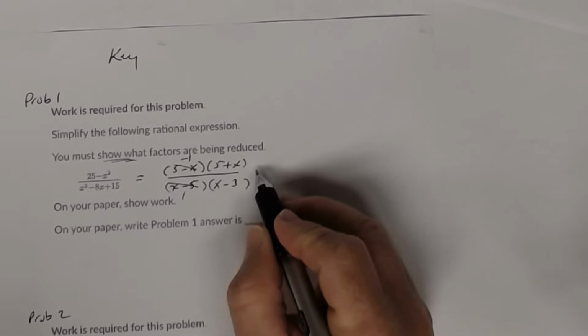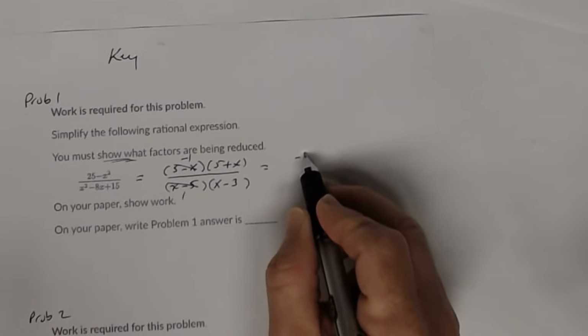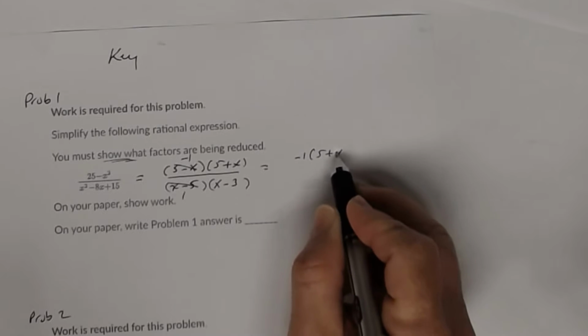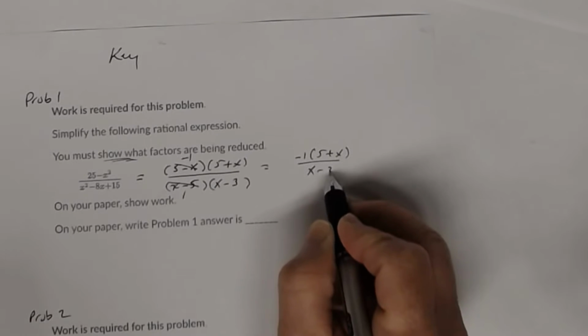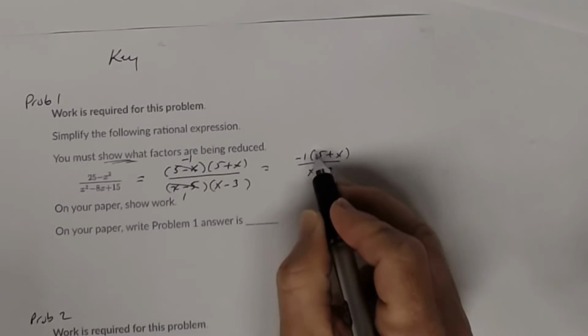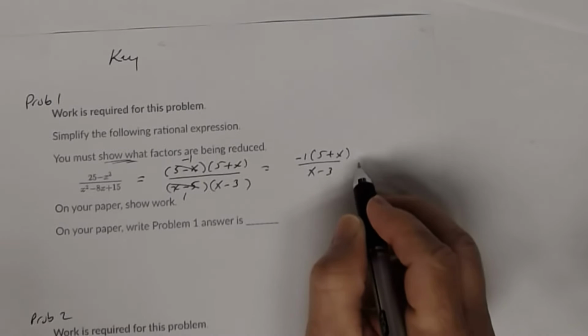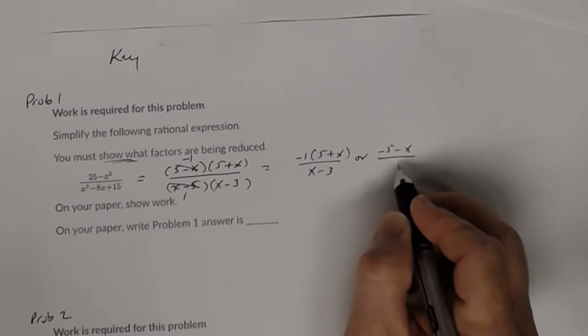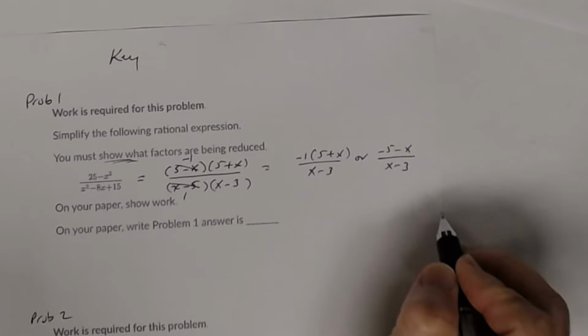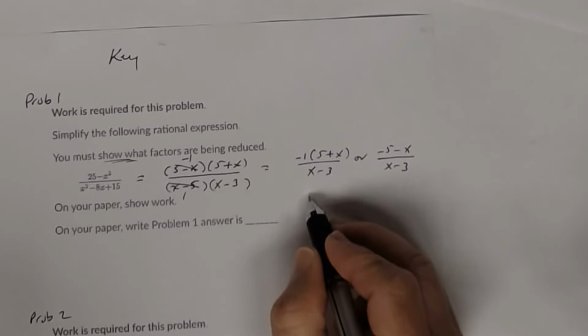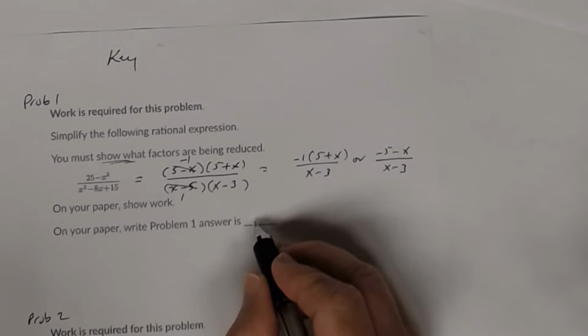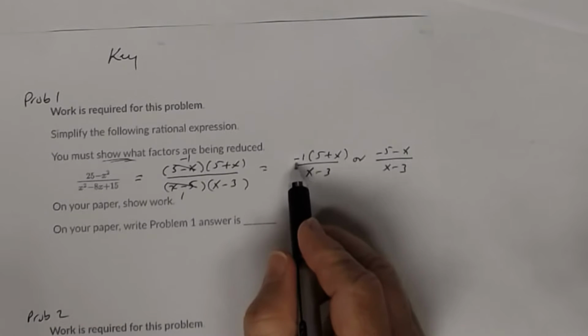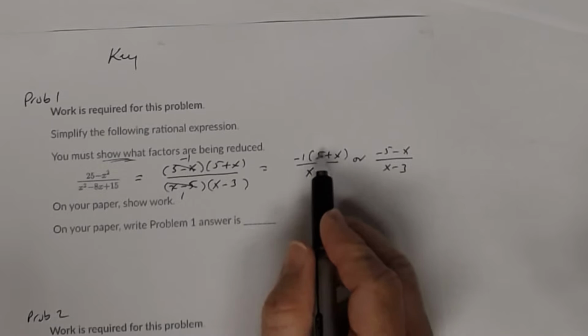And so there are several ways you can write your answer. So some of you may have said this. You may have said -1 times 5 plus x divided by x minus 3, and that's fine. Some of you distributed the -1. So you said -5 minus x, all divided by x minus 3, and that's fine as well. The more preferable way, though, and that's what I'm going to put in the blank, is to put that -1 out in front of that fraction.